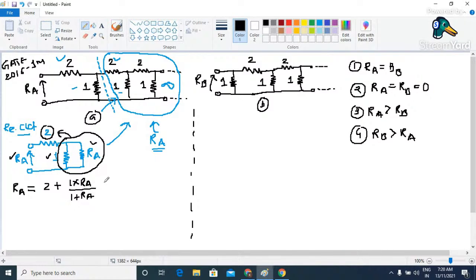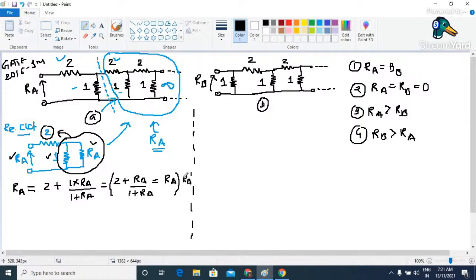This is very important. Or I can simply write this as 2 plus RA whole divided by 1 plus RA. And this is going to be equal to RA. Now we have to solve this equation with respect to RA. Once we solve it, we will get a quadratic equation and then use a calculator to find the value of RA. The thing is that here we need to multiply LHS and RHS by RA.